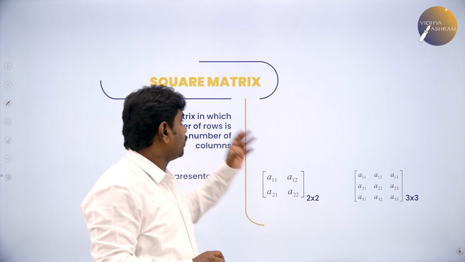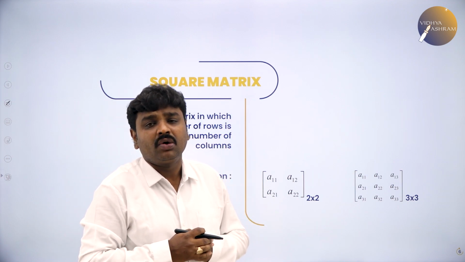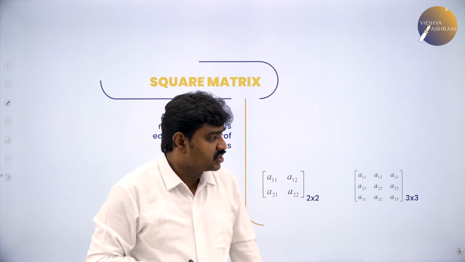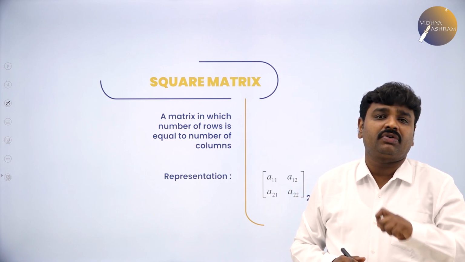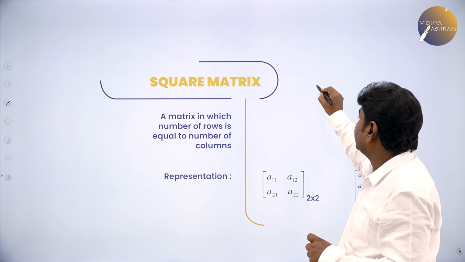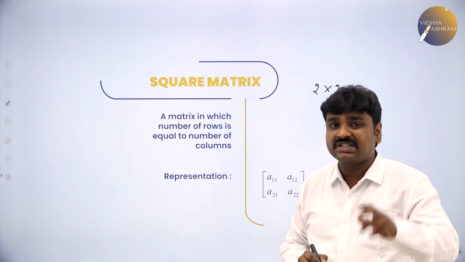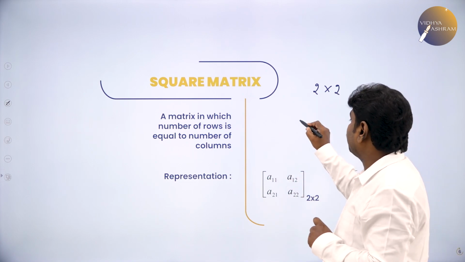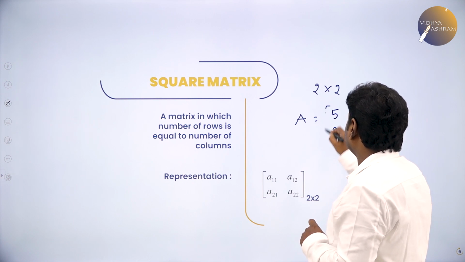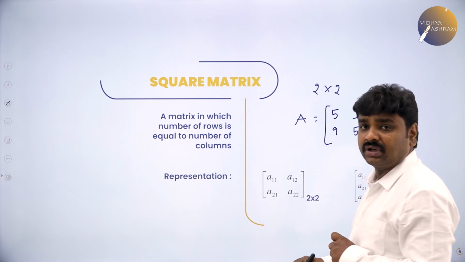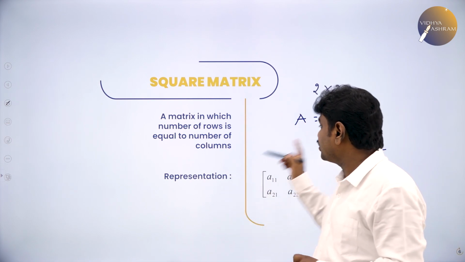We have another important concept called the square matrix. Now all of you know what is order. Now we go for the square matrix. What is meant by a square matrix? A square matrix means a matrix in which the number of rows is equal to the number of columns. So if it has 2 rows, then it should have 2 columns. For example, I'll write matrix A is equal to 5 3 9 5. How many rows are there? 2 rows. How many columns are there? 2 columns. So the number of rows is equal to the number of columns. Therefore this is a square matrix.